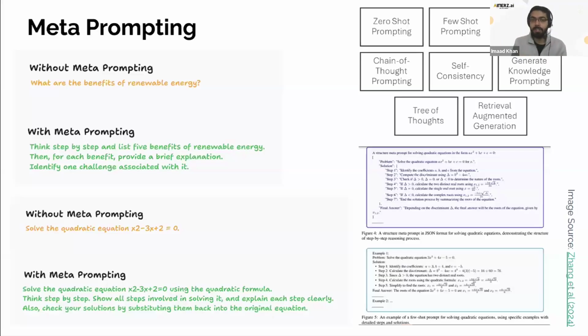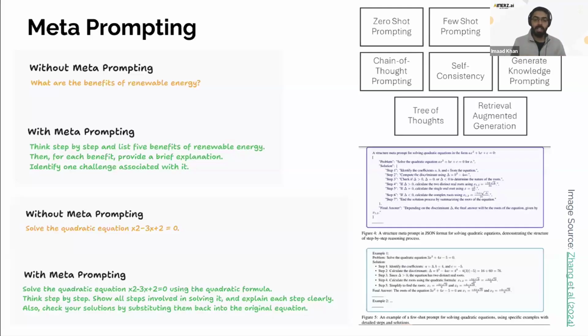You can also use this for generating text. One of the examples that you would see here is without meta prompting, you would just ask, what are the benefits of renewable energy? With meta prompting, you would say, think step by step and list 5 benefits of renewable energy. Then, for each benefit, provide a brief explanation.